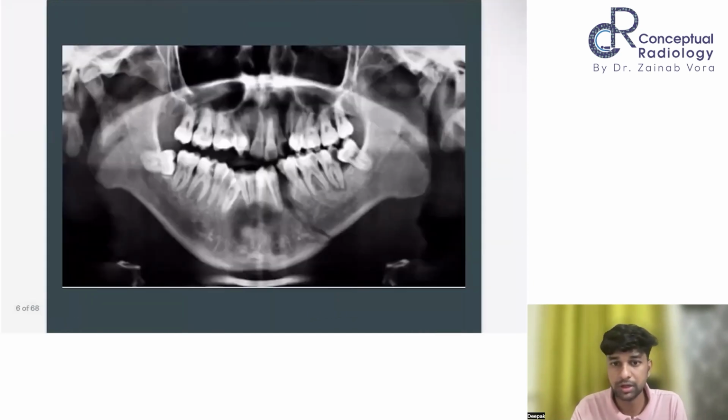And this is an orthopantomogram. In this, you can see there is a fracture of the mandible. So we'll come to the classification later. Now I'm just going through the modalities.